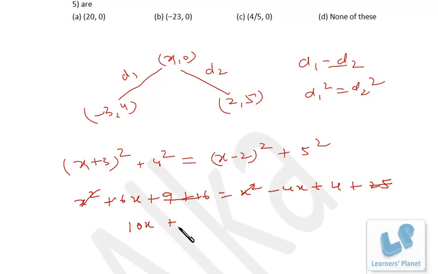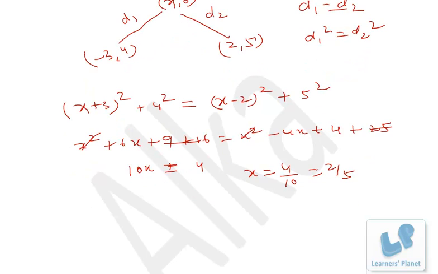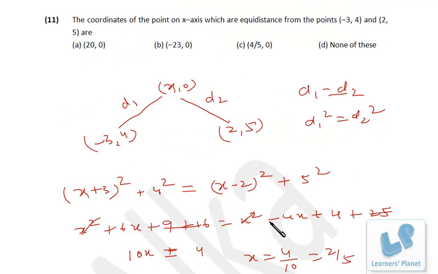So 10x is equal to 4. So x is equal to 4 by 10, or we can say 2 by 5. So x is equal to 2 by 5 and y is obviously 0. So the coordinates of this point will be 2 by 5 and 0. So that's none of these. Okay, I hope you are clear.